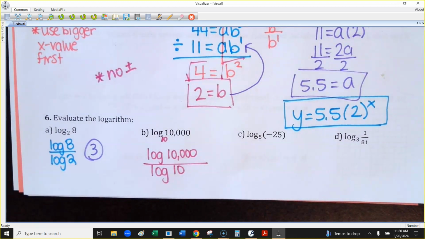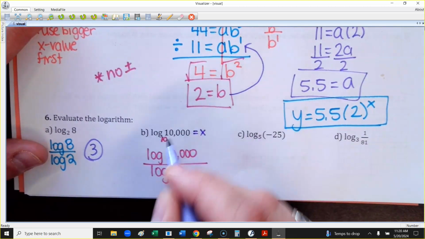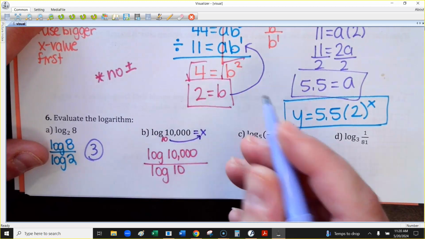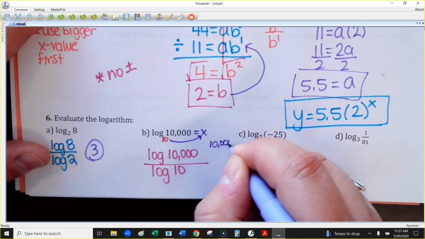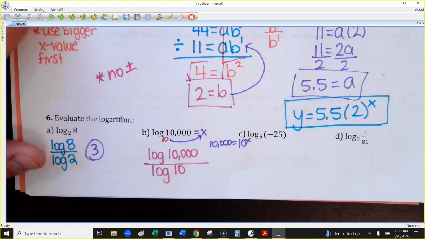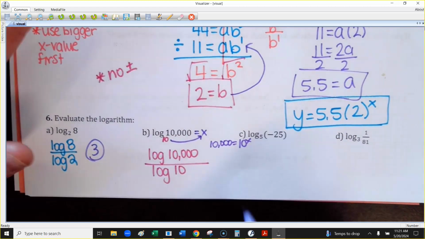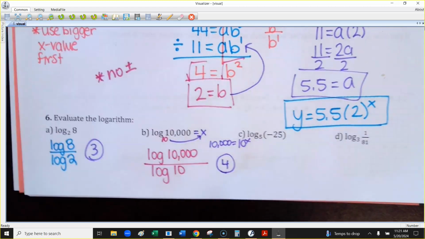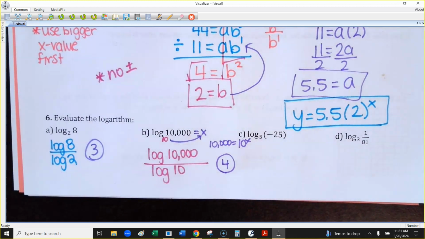If you want to do it by hand, I'll show you real quick. When we did these by hand, I had you guys just change them to exponential. This would be 10,000 equals 10 to the x, and then you just have to figure out what the exponent would be, which in that case is 4. But you can do it that way on your calculator as well.